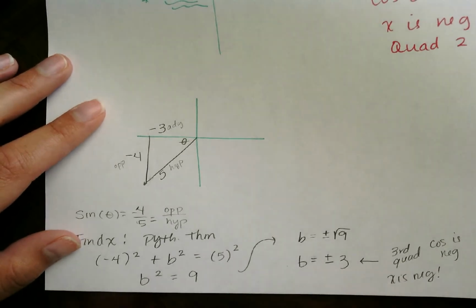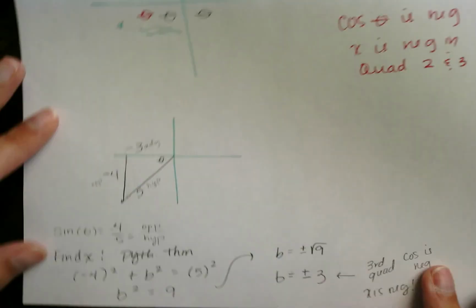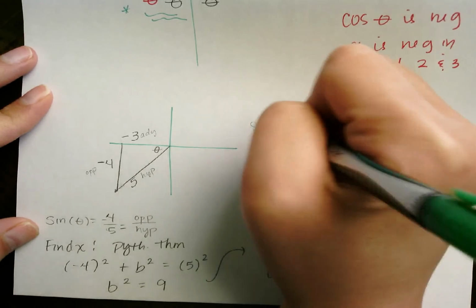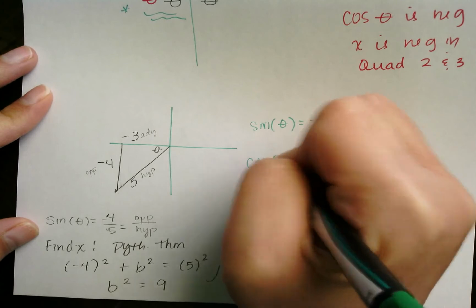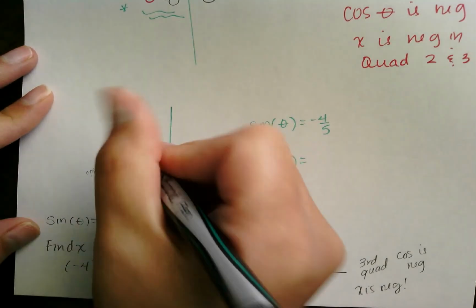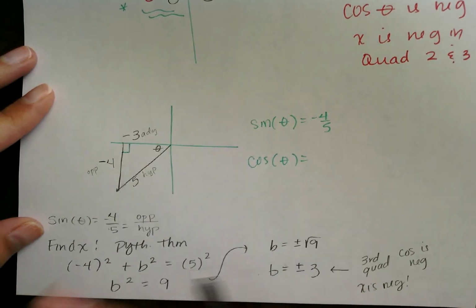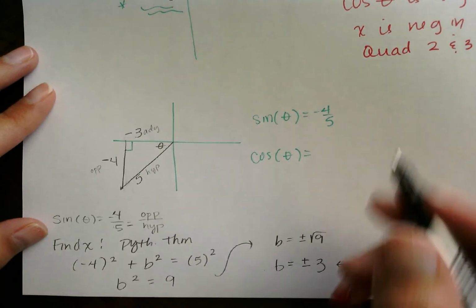So now that our triangle is complete, we can find all our trig functions. So here we go. Okay. Sine of theta, they already told us, equals negative 4/5. Cosine of theta, and this is a famous 3, 4, 5 triangle. So if you know that by heart, and you don't do the Pythagorean theorem because you know it's 3, 4, 5, it's fine with me. You just got to have your signs right. Okay?